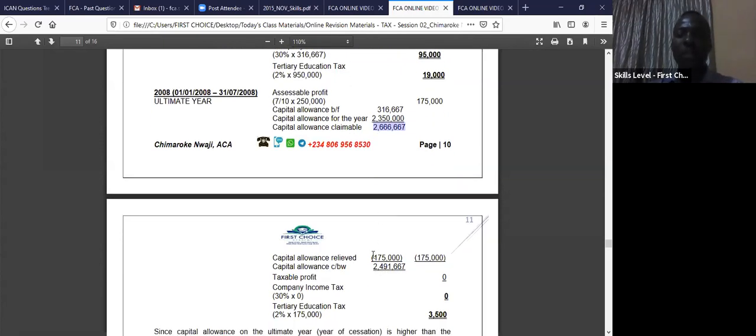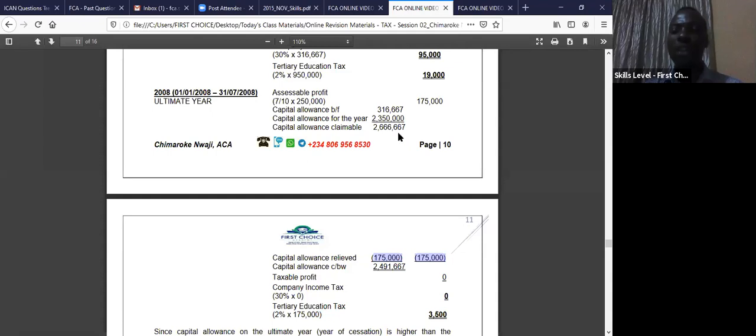So if our total allowance claimable is this, what do we need to do? Now, there is no need for us to prorate, because this is the ultimate year. The business is ending. Because if we prorate and say carry forward, the business is not going forward. The business is ending here. And so if your capital allowance is bigger than your profits, you take the whole of your profits as your capital allowance to be relieved. So it's having a double effect here.